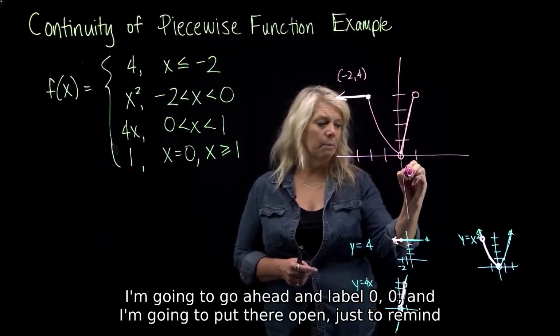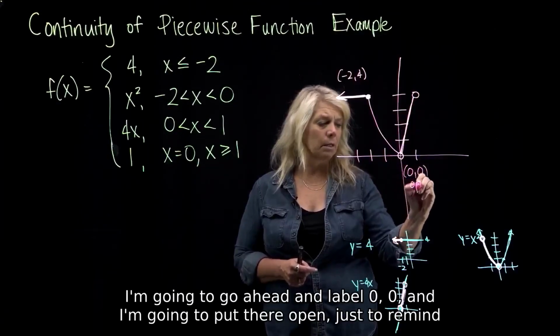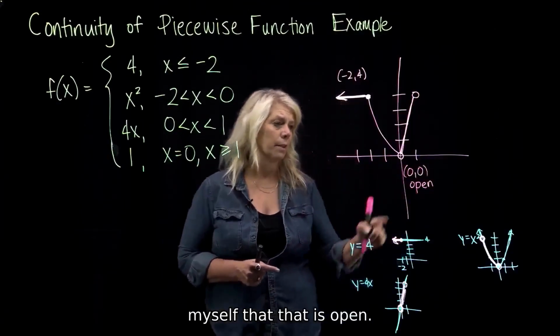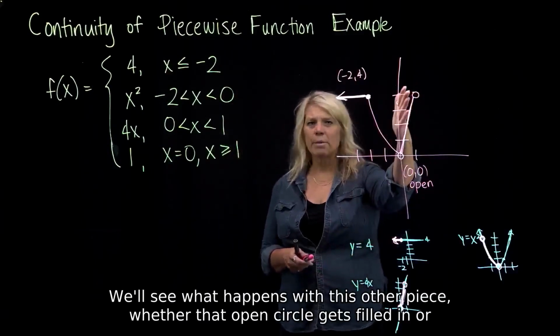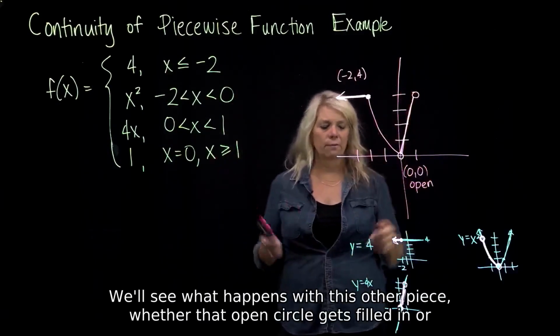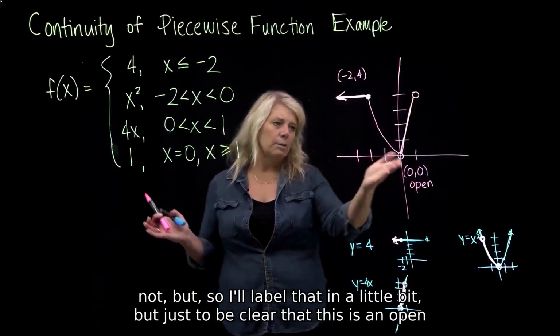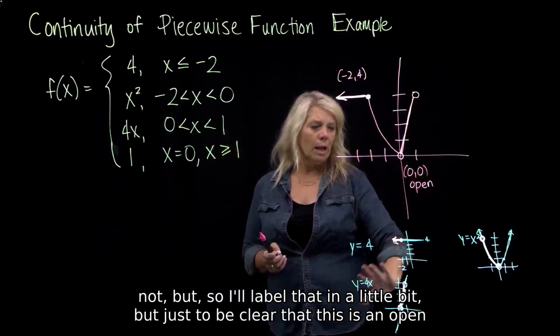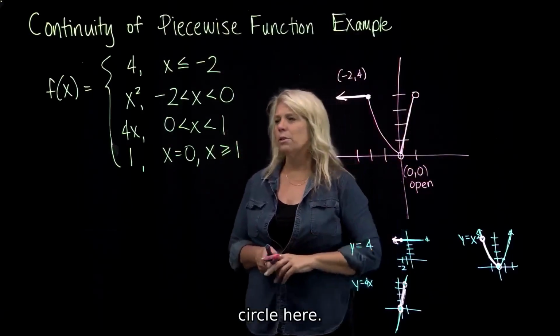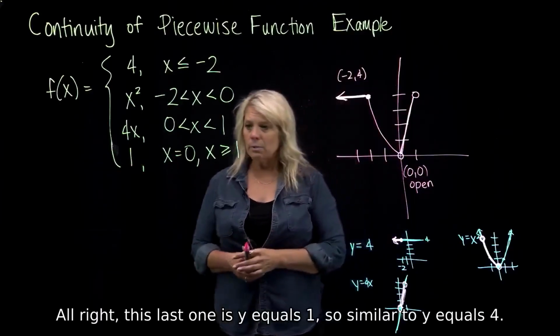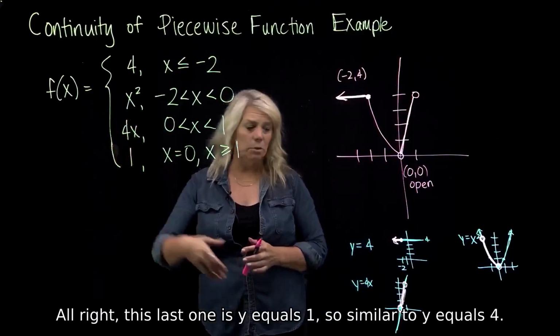I'm going to go ahead and label 0, 0, and I'm going to put there open just to remind myself that that is open. We'll see what happens with this other piece, whether that open circle gets filled in or not, but I'll label that in a little bit, just to be clear that this is an open circle here. All right, this last one is y equals 1.